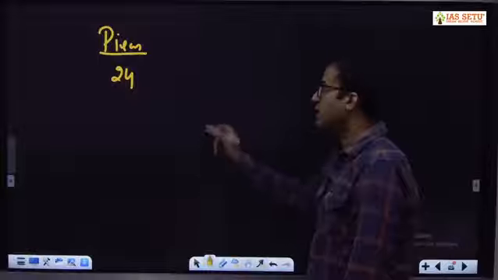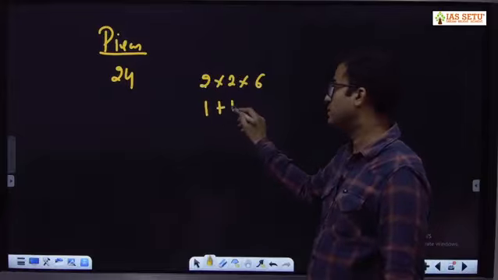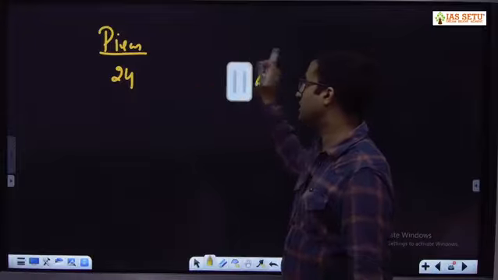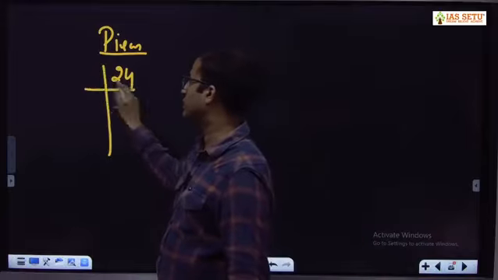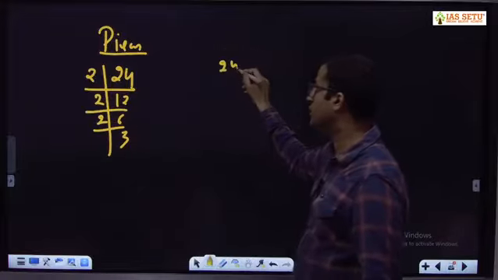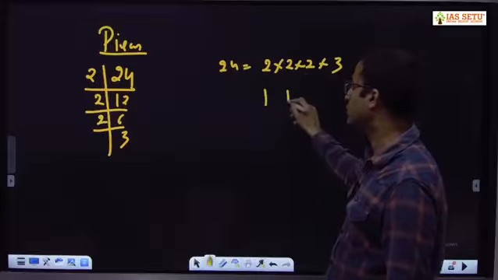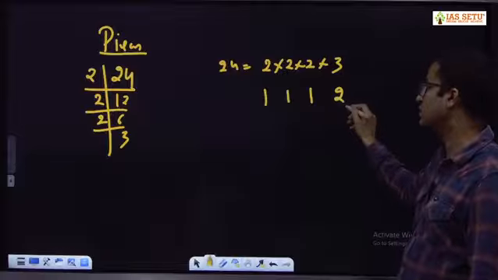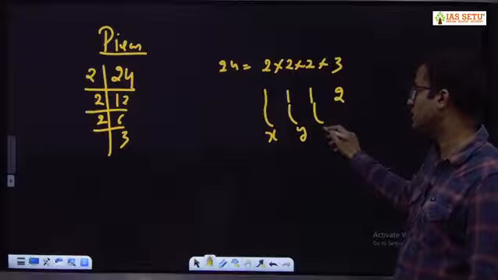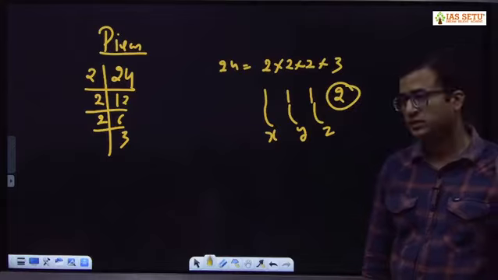The one whose answer is 7 has taken 2 into 2 into 6, taken 1 plus 1 plus 5, 7. What mistake did the one whose answer is 5 make? Here we break it 2 common 12, 2 common 6, 2 common 3, so 24 is 2 into 2 into 2 into 3, 2 pieces 1 cut, 2 pieces 1 cut, 2 pieces 1 cut, 3 pieces 2 cuts. The problem is this is along the x-axis, this along the y-axis, this along the z-axis, so where do you make this 2 cut? You can't use more than 3 axes. So that is clear.